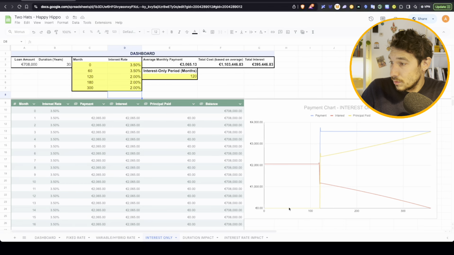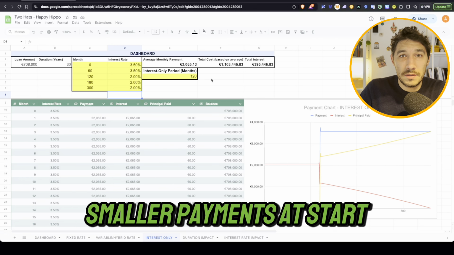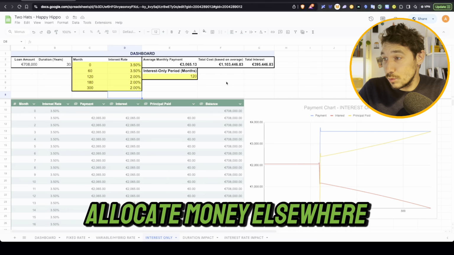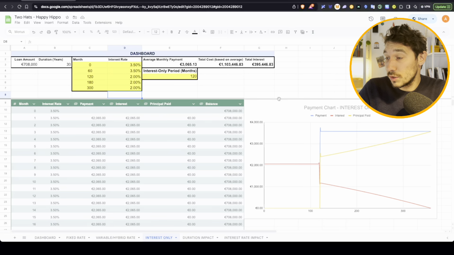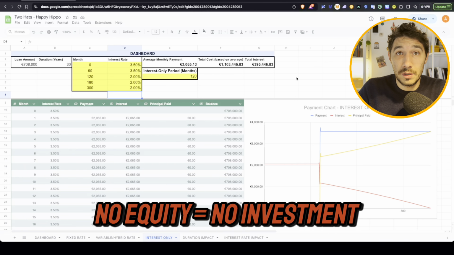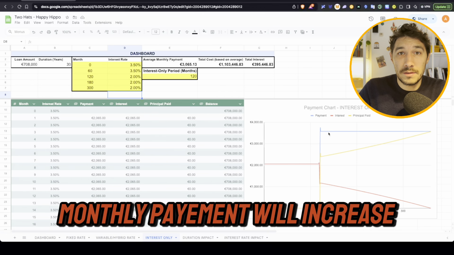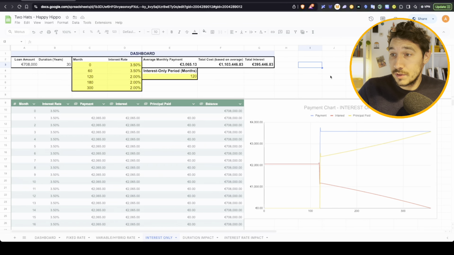Your principal is 0. An advantage of this type of system is that you will have overall lower initial payments. So for short-term cash flow, this is going to be beneficial. You will have more flexibility to invest your money elsewhere or to use it in another way. The biggest disadvantage is that you are not building equity during the interest-only period. And after that, you will have higher payments than the ones you are starting with. I'll let you play with these dashboards.